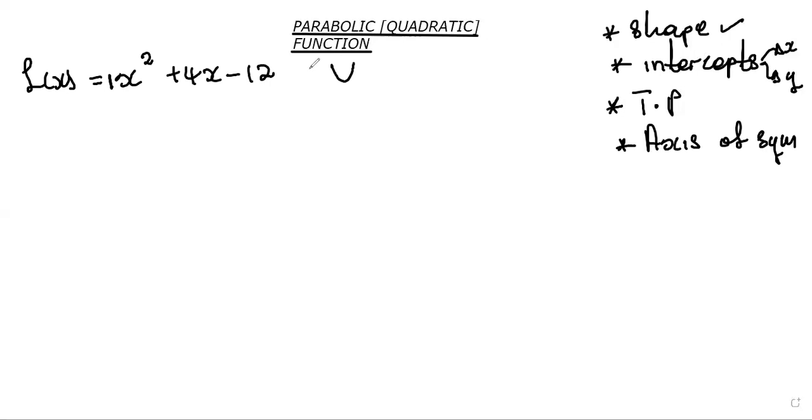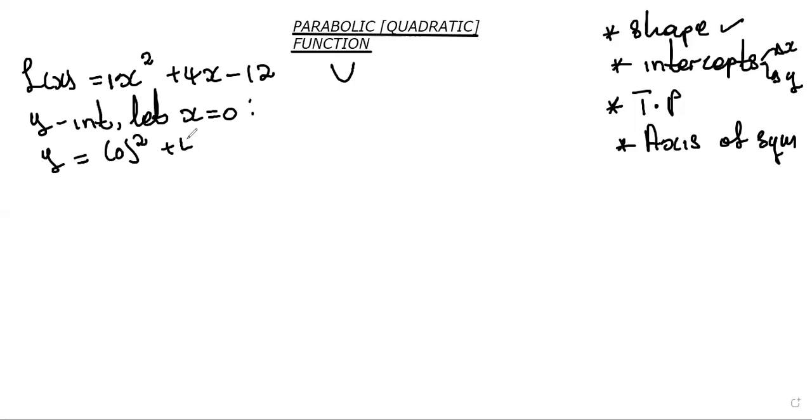We come to the intercepts. So we know that for the y-intercept, we let x to be 0. So let's go. It means our y-intercept will just be 0 squared plus 4 into 0 minus 12. So it's going to be negative 12. But in coordinate form, it's where x is 0 and y is negative 12.